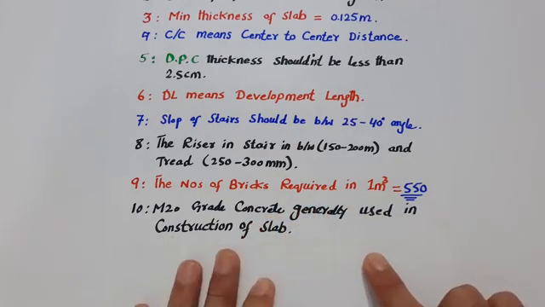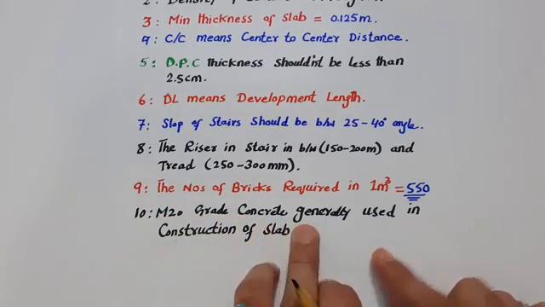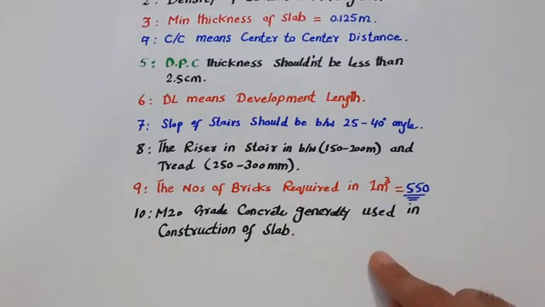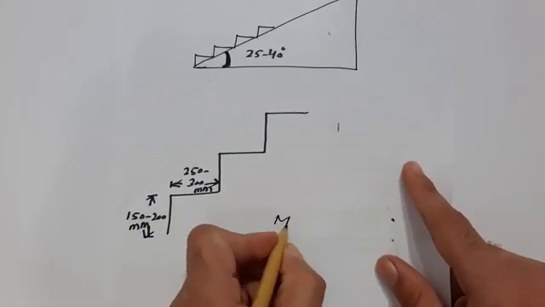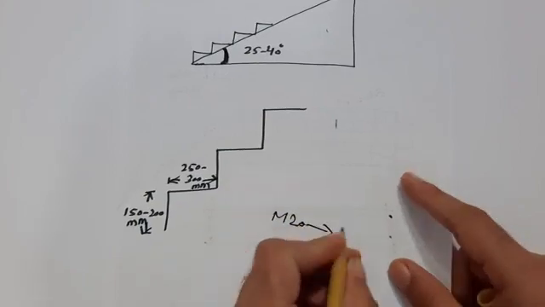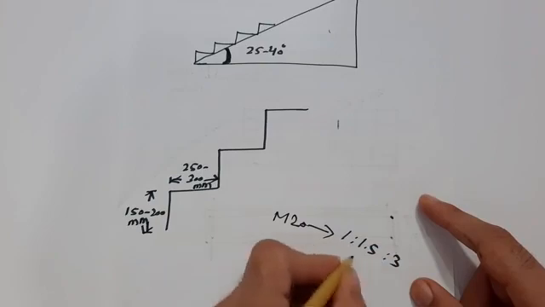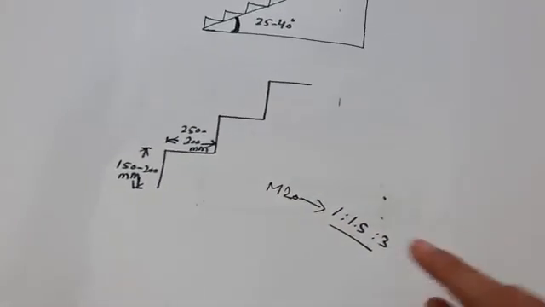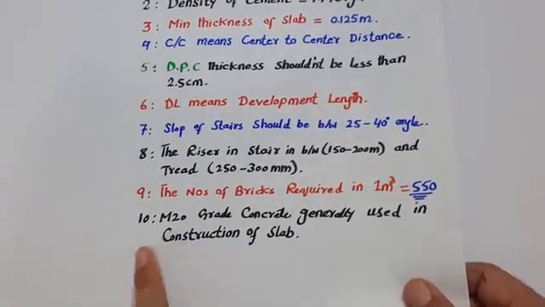Okay, next one, guys, you can see M20 grade concrete is generally used in construction of slab. So what is M20 grade concrete? The M20 ratio is 1:1.5:3. This is the ratio of concrete for M20, so it's generally used for the construction of slab.